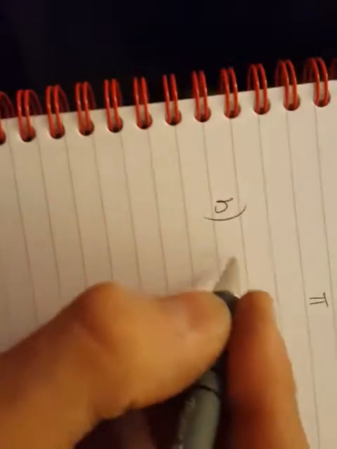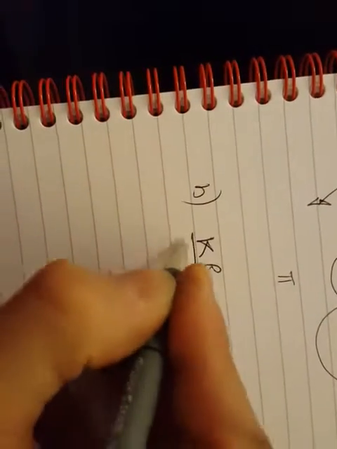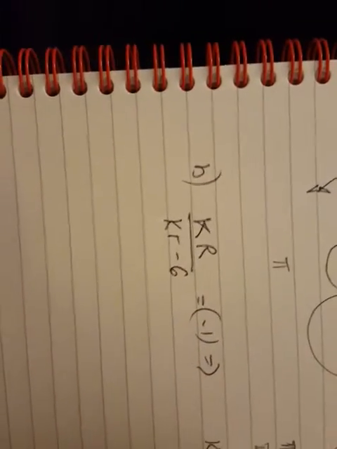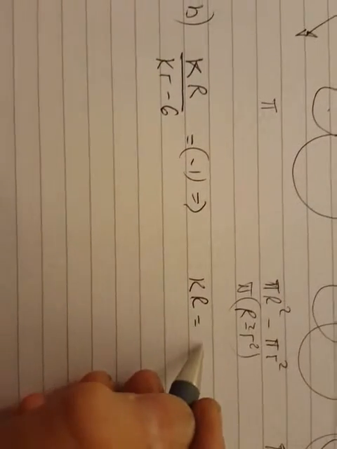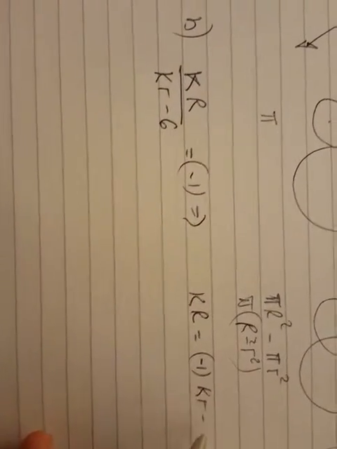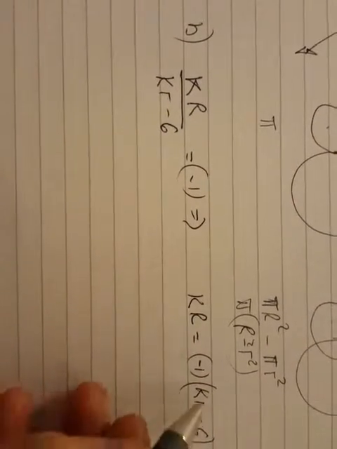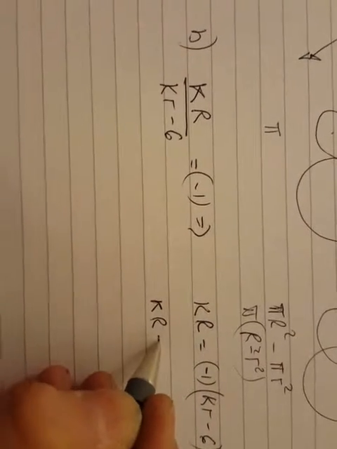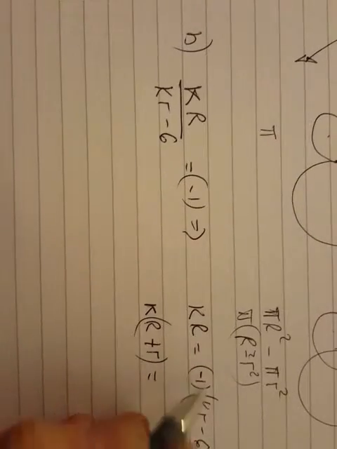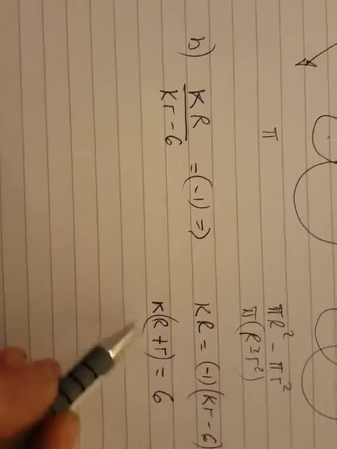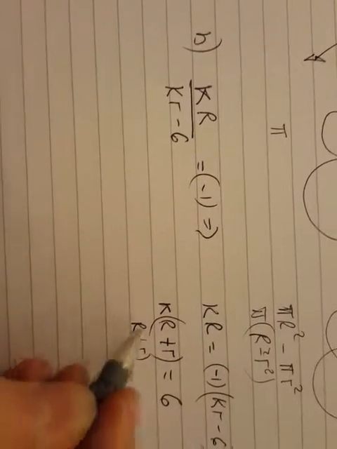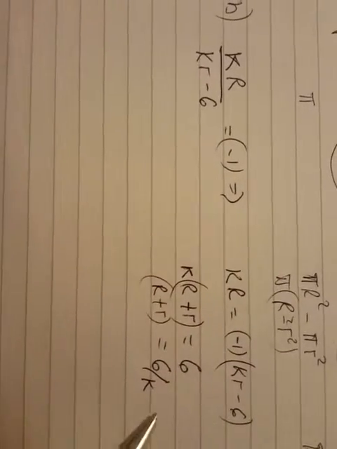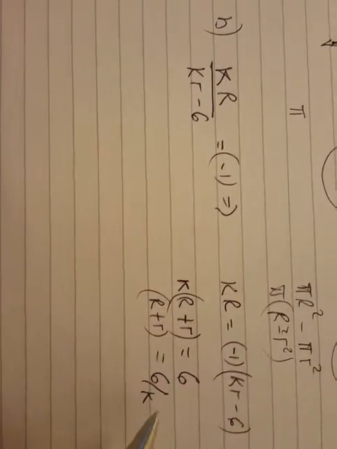I'm writing it down here. Statement B is kR divided by k small r minus 6 equals minus 1. If we process this a little bit, it will be kR equal to minus 1 times kr minus 6. Multiply this out, move it to the other side adding, so it will be plus r, take the common factor, and minus 6 will turn into 6. That is something we can turn into R plus r equals 6 divided by k. Okay, and that's also useless because we don't find the values, so it's not data sufficient.